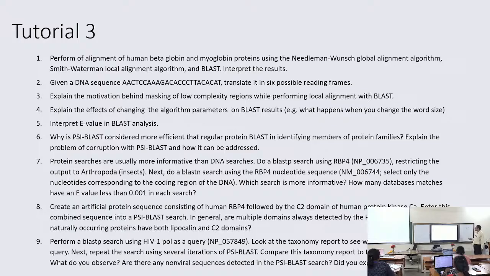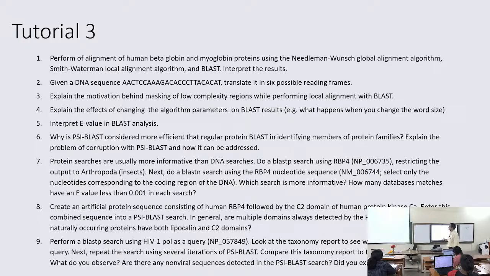Okay, question number 4: explain the effects of changing the algorithm parameters on BLAST results. For example, what happens when you change the word size? I think you answered that question. When you increase the word size, it becomes more specific, so fewer hits, fewer extensions.